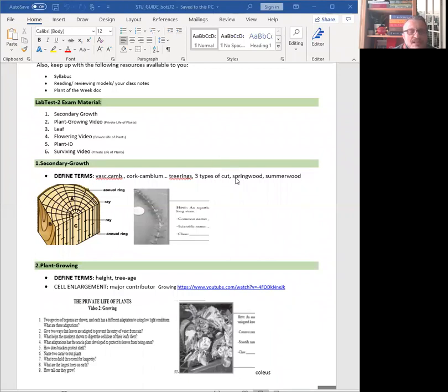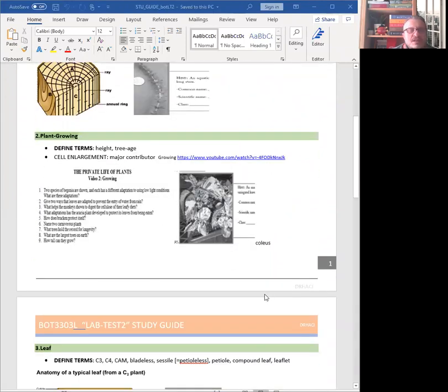Okay. The next lab is plant growing. There was a video involved with this, and always remember cell enlargement is the major contributor to plant growing, more than even plant cell division. So terms like height, tree age, and questions like what are the adaptations of certain plants to certain types of situations need to be studied in this. And then the plant of the week here, which is Colliers.